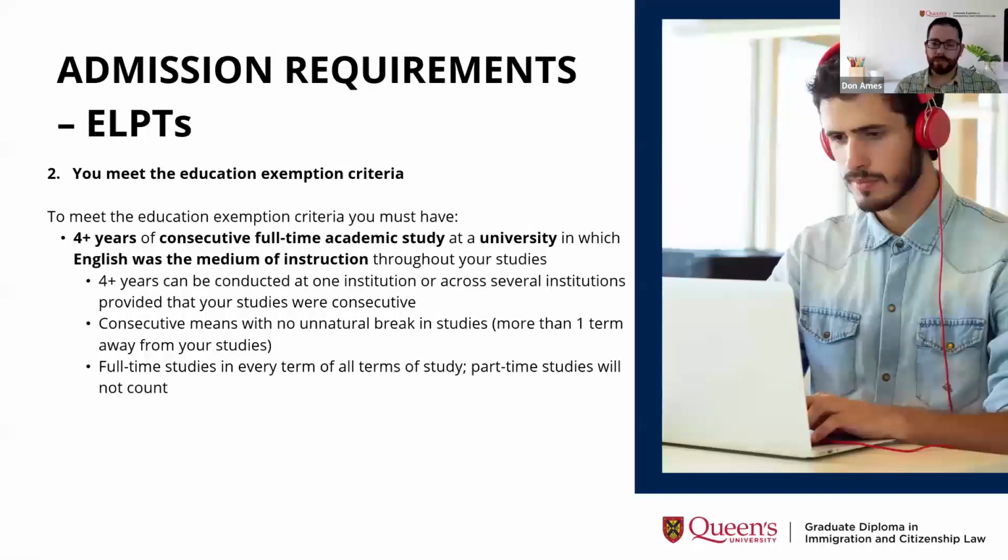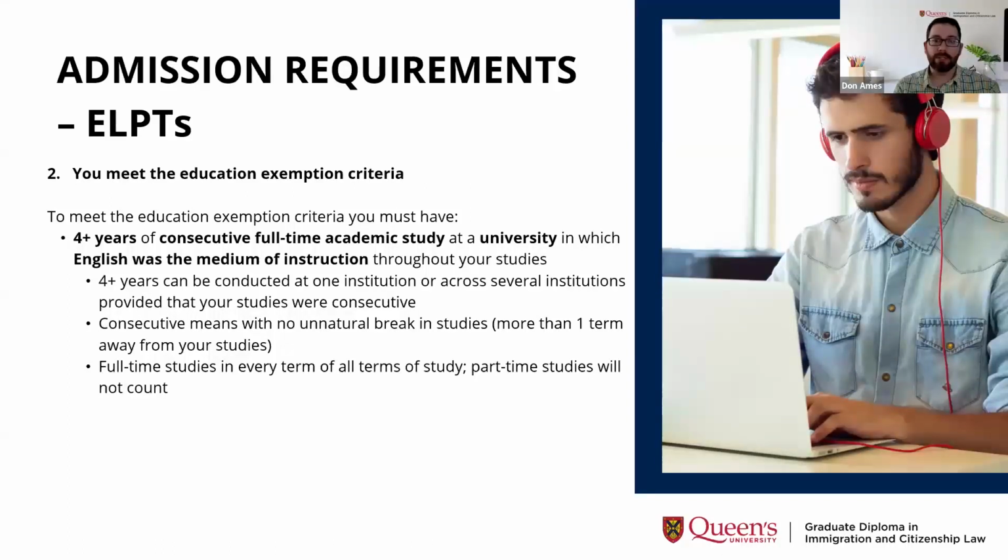The other exemption criteria is our education exemption. This has changed from our previous admission criteria, so make sure you're aware of what the updated criteria is now. To meet the education exemption, you must have 4+ years of consecutive full-time academic study at a university in which English was the medium of instruction throughout your studies. Let's break that down. 4+ years is really key.